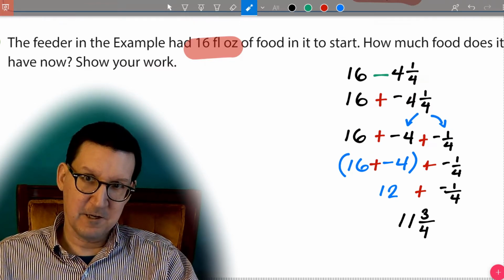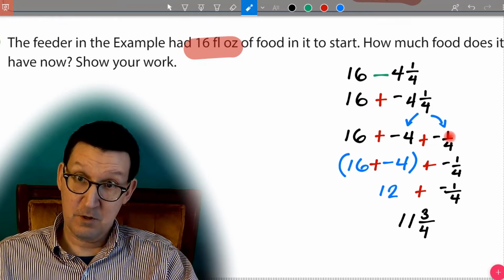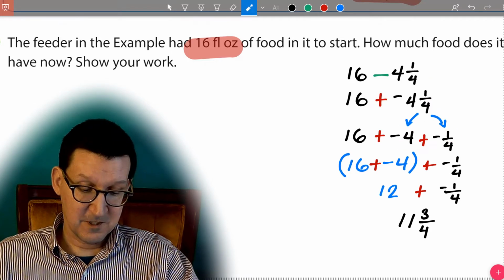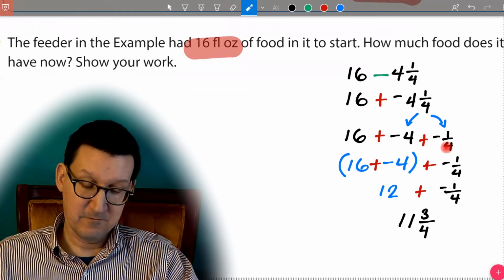I decomposed negative 4 1/4. I chunked it up into negative 4 and negative 1/4. And I added those two together. So now I got 3 terms. I got 16 and a negative 4 and a negative 1/4.